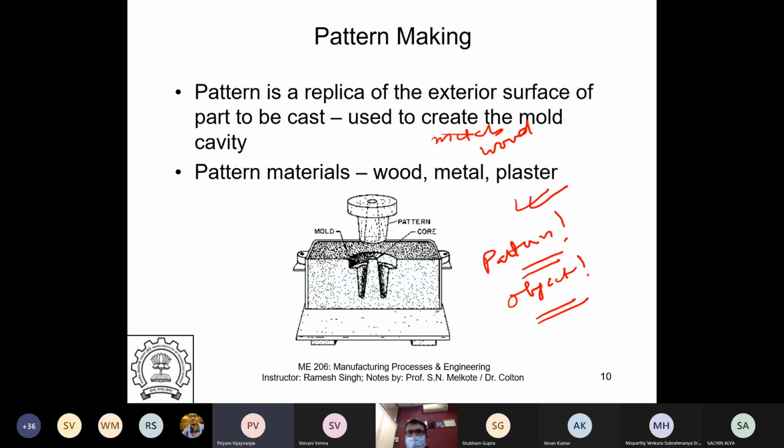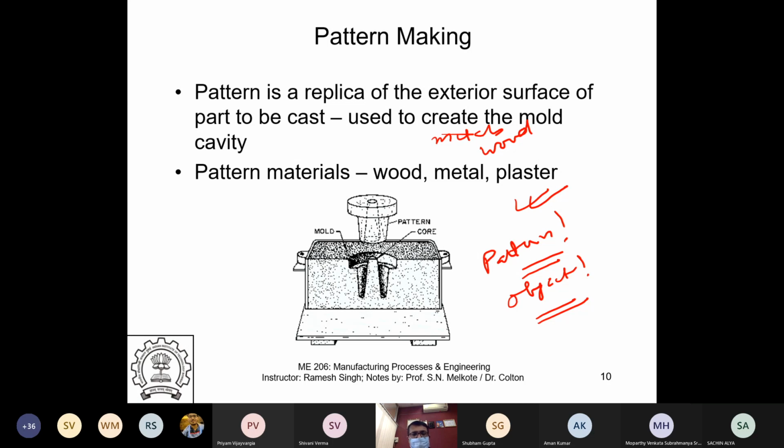A little bigger, maybe. Why a little bigger? It's a very good answer. You've answered it correctly. But why do you want to make the pattern a bit bigger? Molten metal is poured, right? After cooling, it may shrink. So there will be shrinkage. So you have to account for shrinkage.